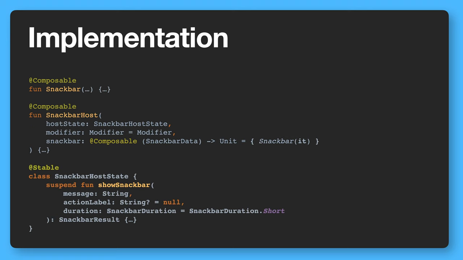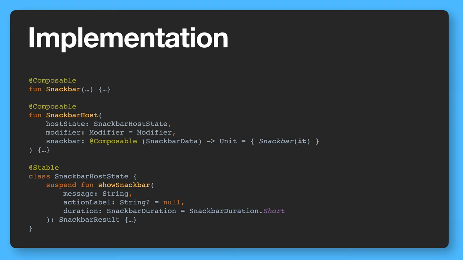And, at the end, we have the state of the snackbar host. It controls the current snackbar being shown inside the snackbar host, as well as a queue of snackbars supposed to be shown later. It guarantees to show at most one snackbar at a time. It has a suspended method showSnackbar that you call to show a new snackbar.